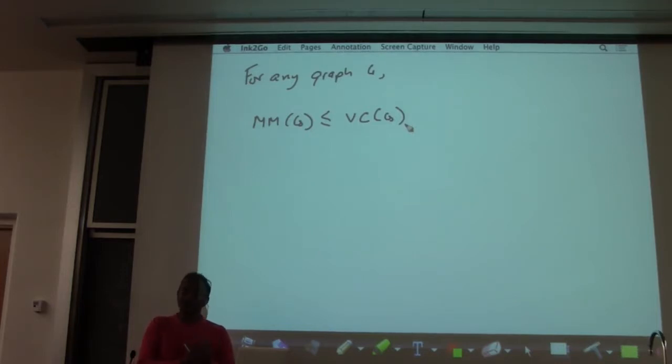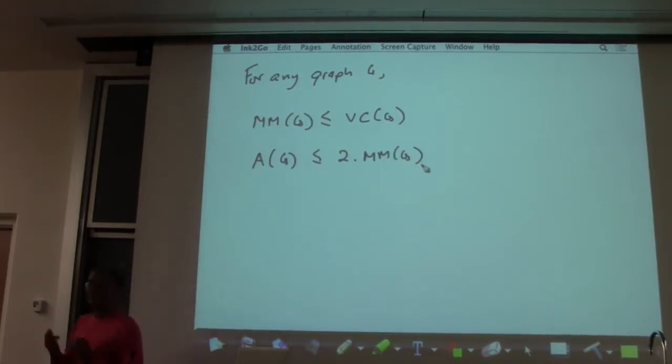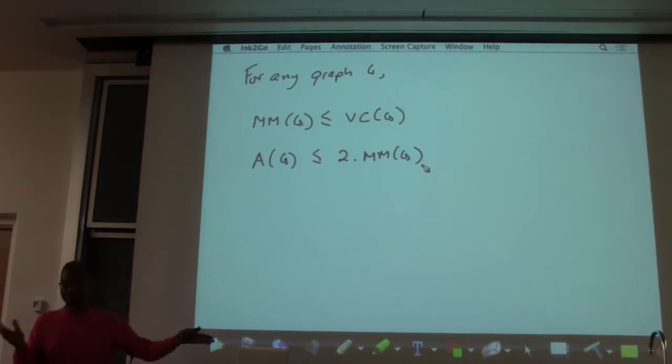And this would not be interesting except for the fact that we can immediately make a second statement, that the algorithm's output is of size twice the matching. Why? Because what did I say the algorithm does? It picks an edge and takes both endpoints. One edge, two vertices. One edge, two vertices. So actually it should be equal.